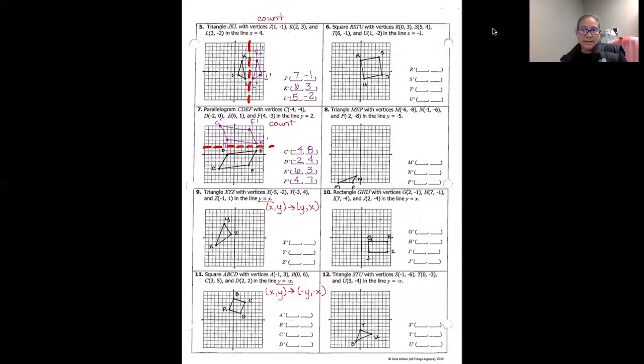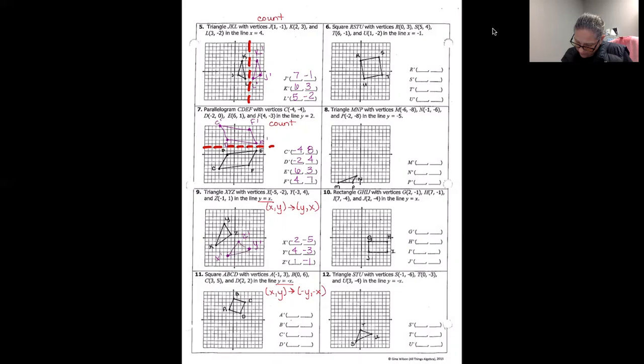Numbers 9 and 11, y equals x and y equals -x. Again, note your coordinate rules. y equals x becomes (y, x). That means the x and the y simply flip around. And then for y equals -x, you flip them around and change their signs. So flip them around: (-2, -5), that's X prime. And then (4, -3) is Y prime. And then (1, -1) is Z prime.